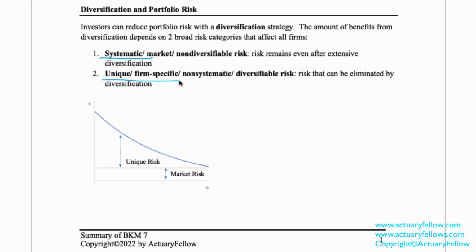In the graph, x-axis is the number of securities in a risky portfolio. Y-axis is portfolio standard deviation. We can see the marginal reduction in risk from diversification becomes smaller as n increases. The total risk approaches the level of non-diversifiable risk.